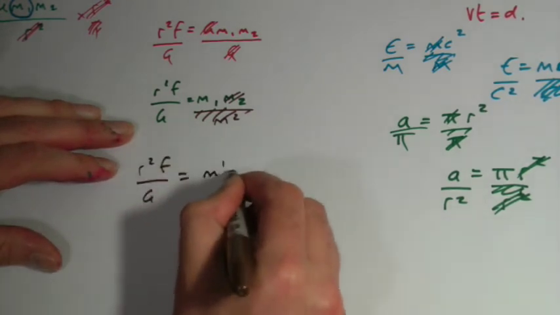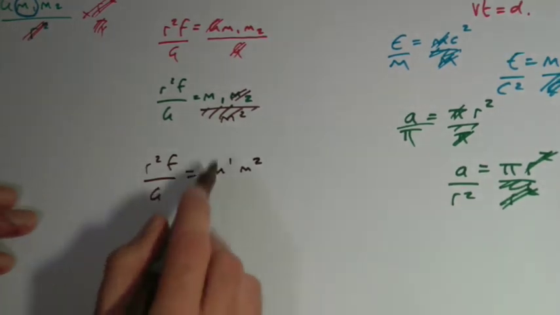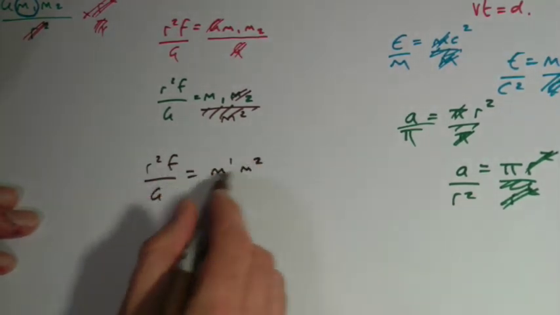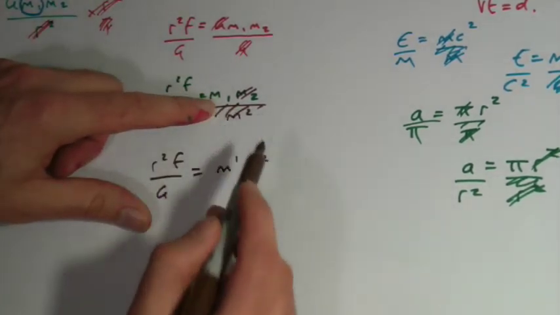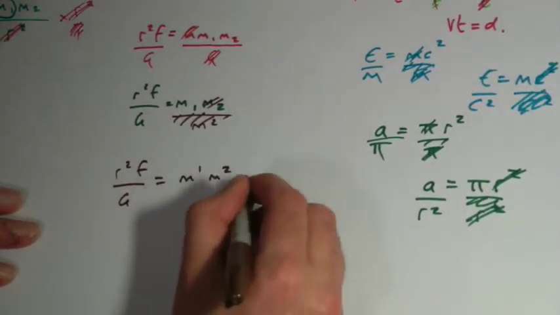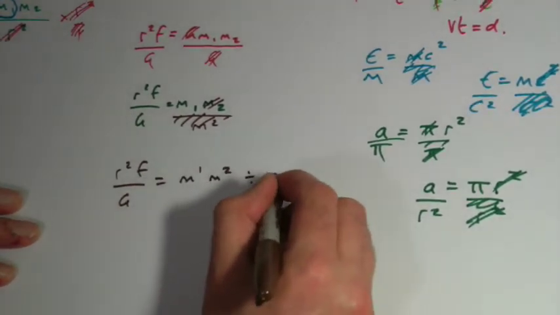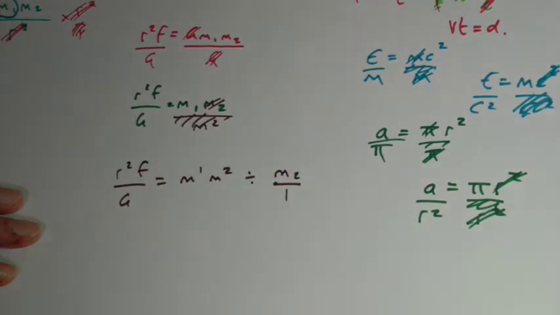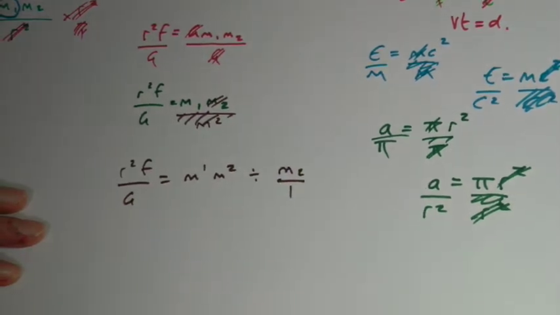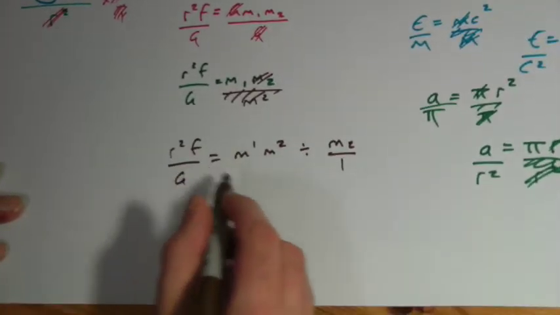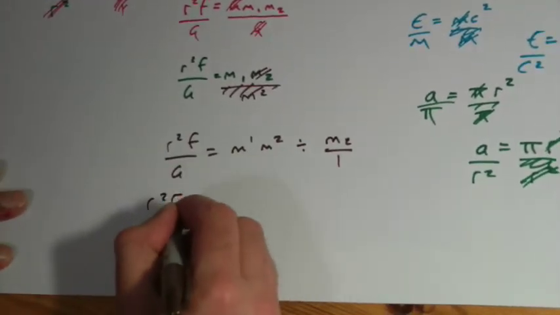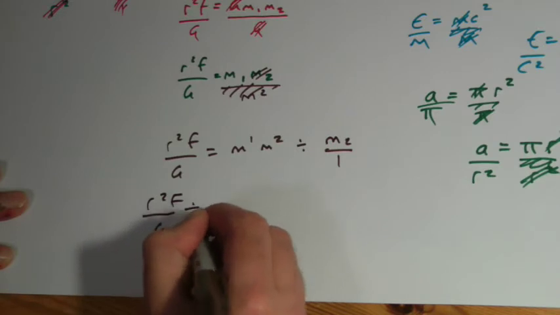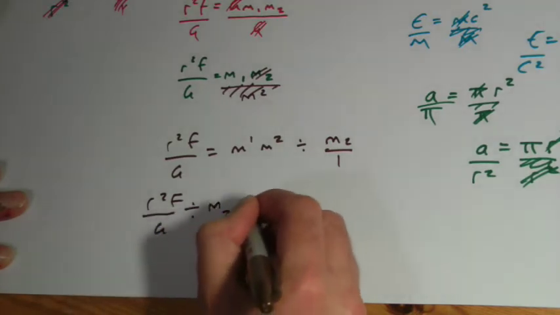And I said, right, I'm going to divide this side by M2. And I wrote it out like that. I could write it like that. I could say divided by M2 over 1. Okay? I could do it like that. Which means on this side, I could also write out like that.